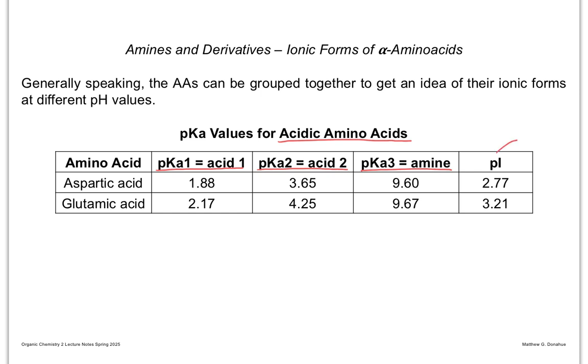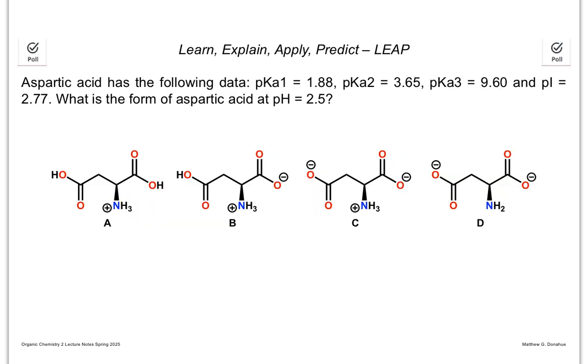And then overall, we can say the average pI value is around 3. So by adding that second carboxylic acid group, that drops the pI value quite a bit towards the acidic region of the pH scale. So you can run through these LEAP questions now with aspartic acid in consideration of the 3 pKa values. Notice the pI value is 2.77, and then for this question you're considering the pH of 2.5.